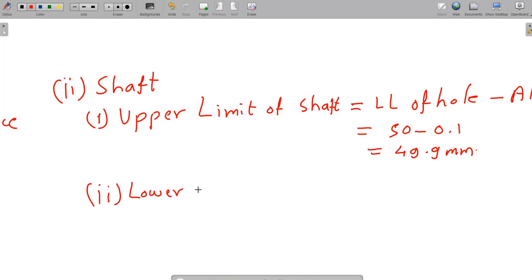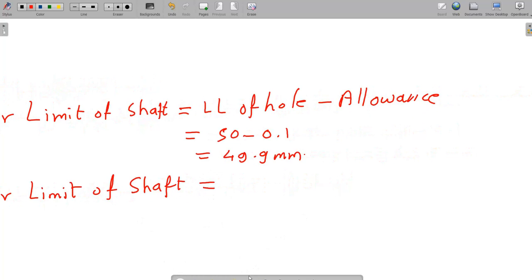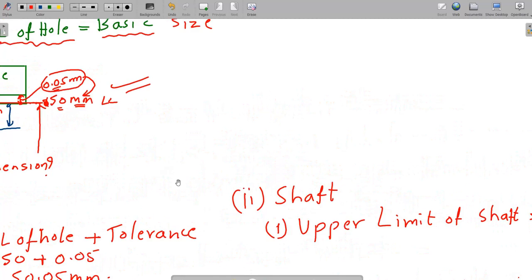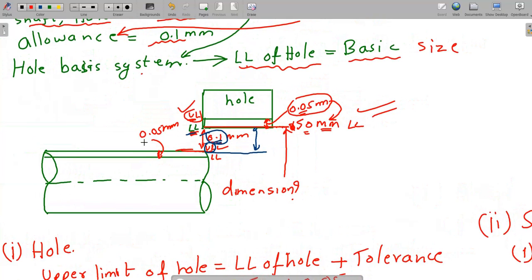Lower limit of shaft will be equal to what? You already got the upper limit of the shaft. What I did is the lower limit of a hole minus your allowance value, that was 0.1. So in that way we get the upper limit.